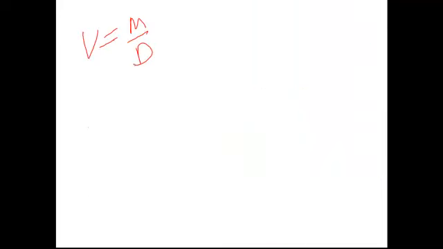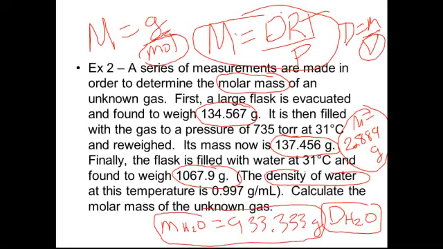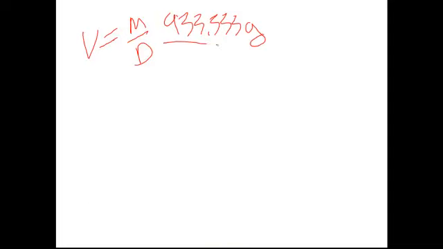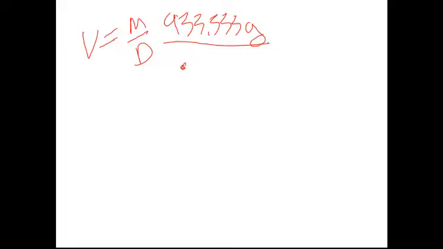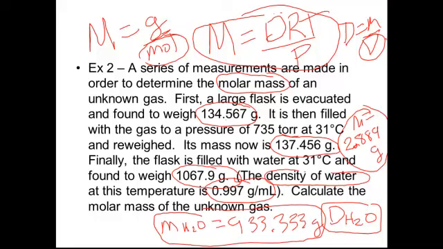Our mass, again, was 933.333 grams. Our density, as they tell us in the problem, is 0.997 grams per milliliter. And again, I'm just trying to do something that will get me closer to going, oh, okay, now I know what I'm doing. So I divide those two, and the volume is equal to 936 milliliters. Now, does that help me at all?